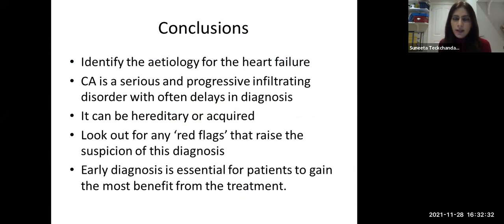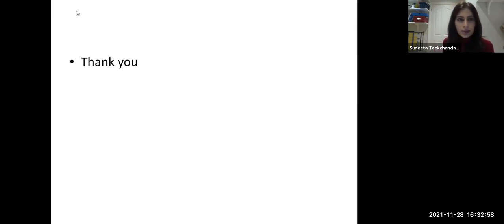Heart failure diagnosis is not complete without giving an underlying etiology. Cardiac amyloid is a serious progressive infiltrating disorder, and often there are delays in the diagnosis. It can be hereditary or acquired. Look out for any red flags that raise the suspicion of this diagnosis. And early diagnosis is essential for patients to gain the most benefit from the treatment for this condition. I think that's me. I hope that's all right.